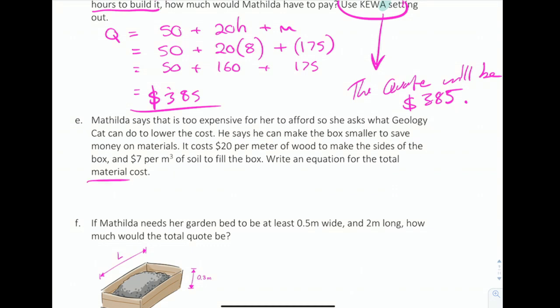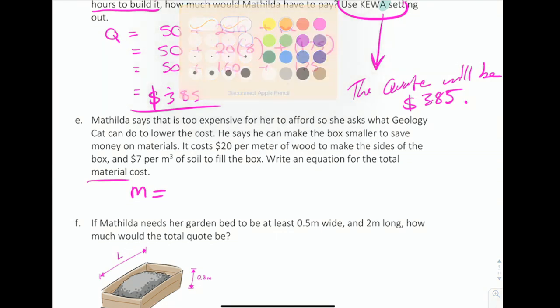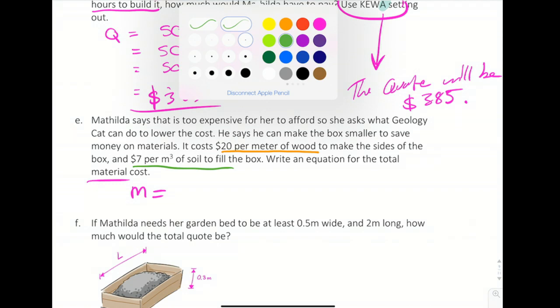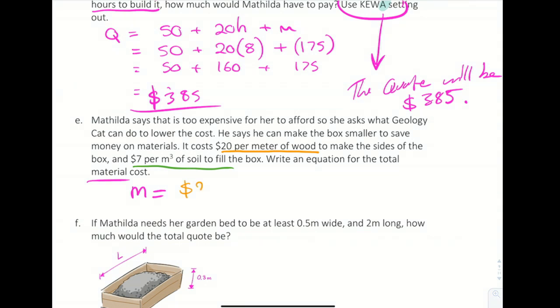So material cost, we already defined, we have the letter M for that. So let's see what else we got in this information package in the sentence. It costs $20 per meter of wood to make the sides, and they say it's $7 per cubic meter to fill the soil. So it's going to cost us $20 per meter of wood. So maybe I'll do 20 times L for length of wood, perhaps. Or maybe I'll just say $20 times wood. I could use that instead.